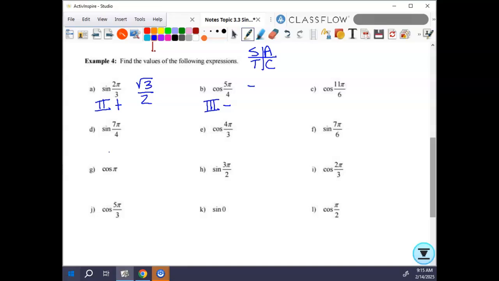Square root of 2 over 2. Very good. 11 pi over 6. What quadrant are we in? Fourth. And in that quadrant, is cosine positive or negative? Positive. All right, then what is the cosine of pi over 6? Square root of 3 over 2. Okay.